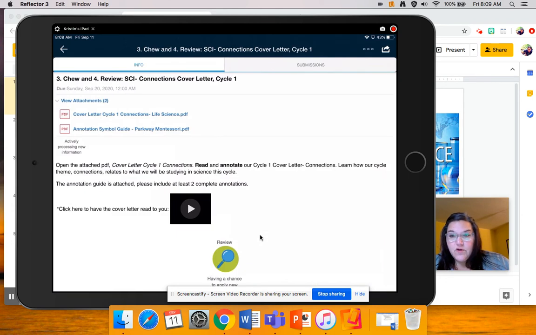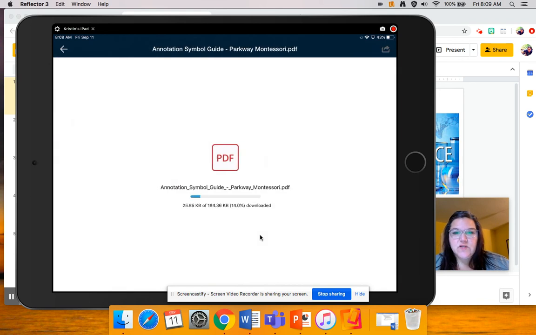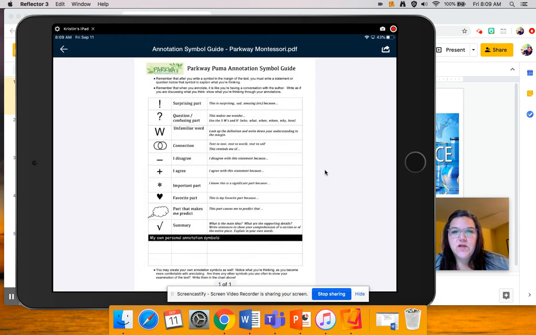And if you have forgot, which I completely understand, it's been a while since we've read and annotated something, the annotation guide is also attached if you forgot the symbols that we use. But remember, when you're annotating, it's like you're having a conversation with the author, right? As if you're discussing what you're thinking. Show what you're thinking through your annotations.